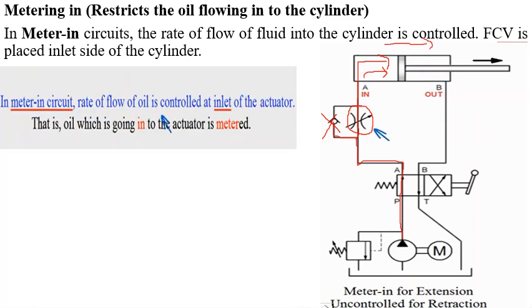The cylinder will extend. As the oil goes from port P to port A of the DC valve, the cylinder extends. At the same time, the oil from the rod end goes to tank from port B to port T of the direction control valve. How does it move? Look at this.